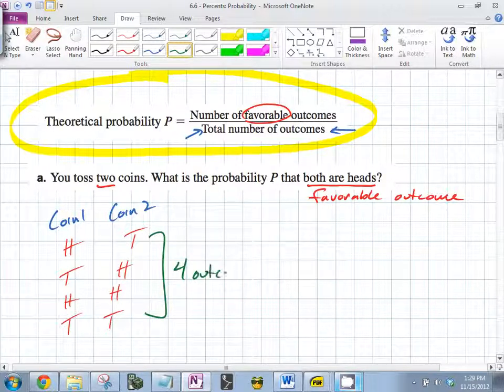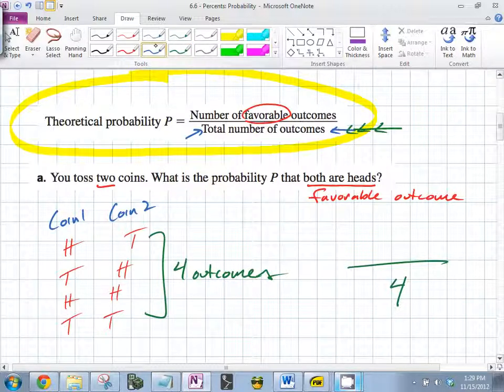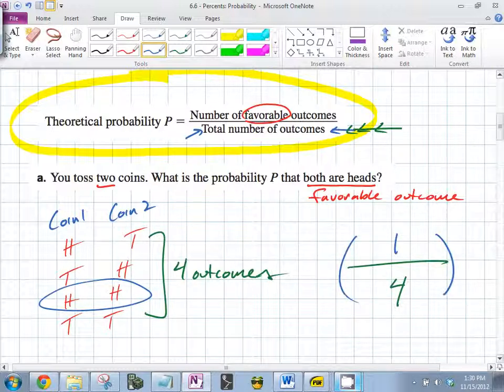4 outcomes. So our fraction is going to be over 4, which correlates to the total number of outcomes right there. You want to know the number of favorable outcomes. So the favorable outcomes are both heads. How many different ways can you get 2 heads? Well, there's only one way. So the probability that you will get 2 heads when you flip 2 coins is 1 out of 4, which equals 25 out of 100, which equals 25%. So the percent chance that 2 heads will come up when you flip 2 coins is 25%.